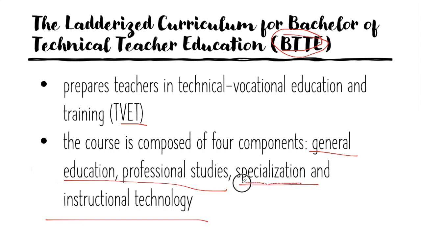So there are students who are taking BTTE who will only be studying electricity. There are those who are only going to be studying food and nutrition, for example. There are those who are only going to be studying garments, for example. There are those who are only going to be studying electronics. Okay, so that's your BTTE. They have a specialization. So Ladderized curriculum for Bachelor of Technical Teacher Education.